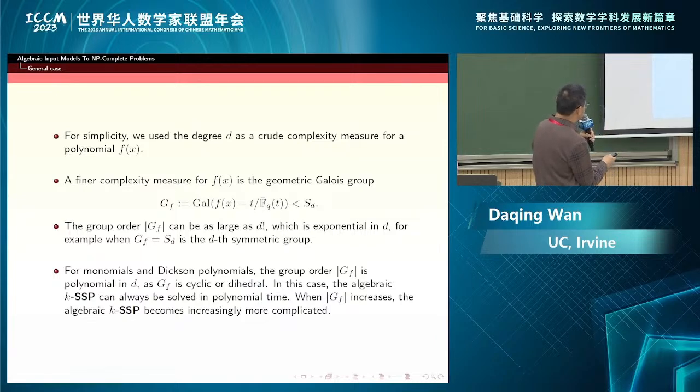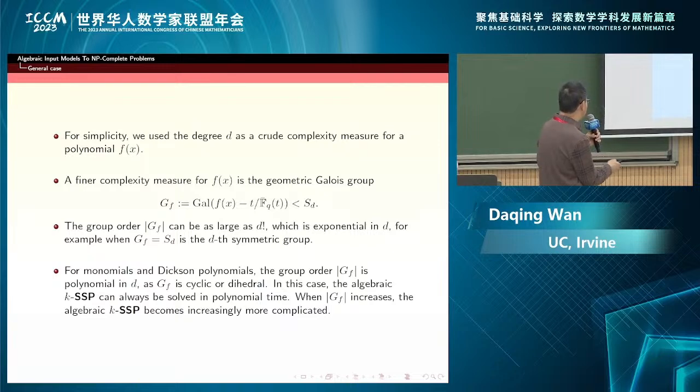A finer complexity measure of a polynomial is actually its Galois group. It's called the geometric Galois group, or some people call it the geometric monodromy group. We look at f(x) minus t, where t is a variable over the rational function field over Fq or Fq bar. Over Fq bar it is called geometric, and over Fq it is called the arithmetic Galois group. This is a polynomial in one variable over this function field, and the Galois group is a subgroup of the symmetric group, a permutation group. If the Galois group is big, it's more complicated; if the Galois group is small, it's easier. That's a finer complexity measure for the polynomial. The group order can be as large as d factorial, because if this is a symmetric group, of course the group order will be d factorial. So the group order provides a finer measurement for the complexity of a polynomial.